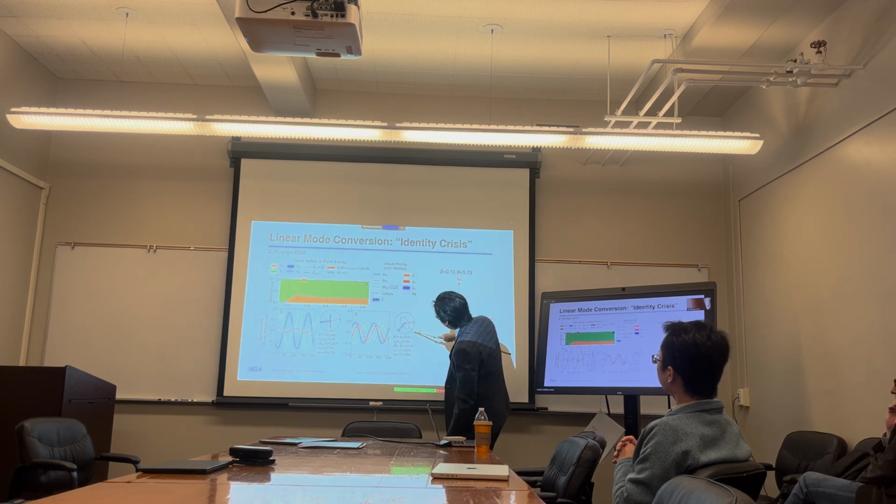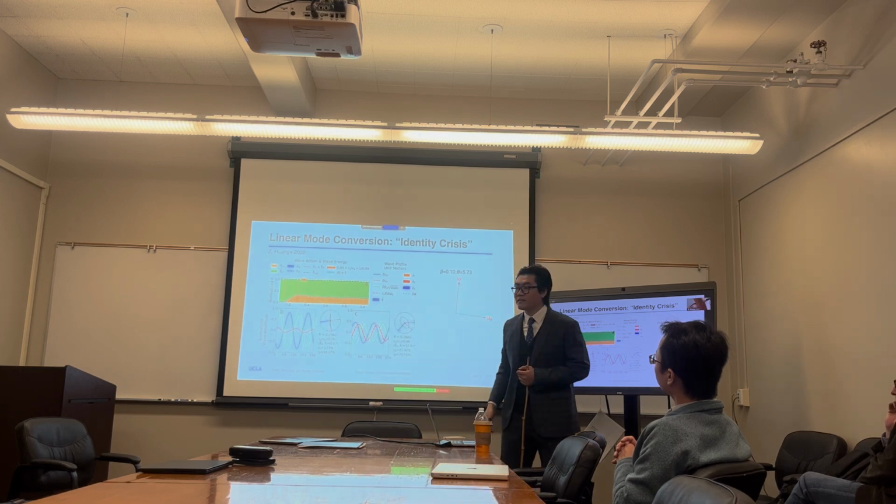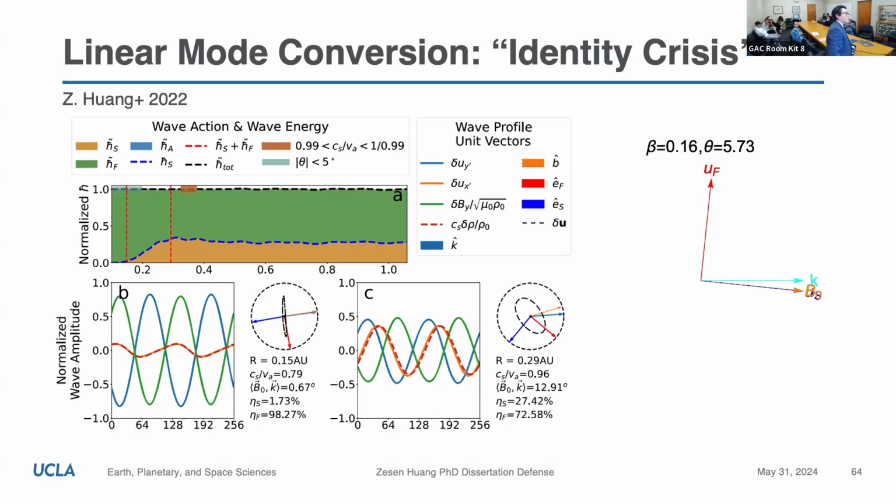Therefore, you have projection on both fast mode and slow mode. Therefore, you have 25% of slow mode and 75% of fast mode. That's a linear conversion between both modes. Why does that actually happen?